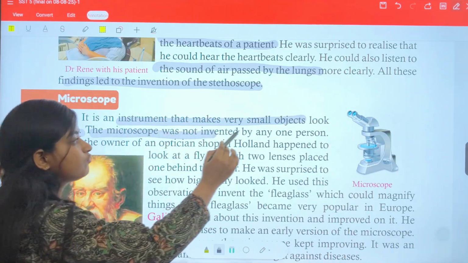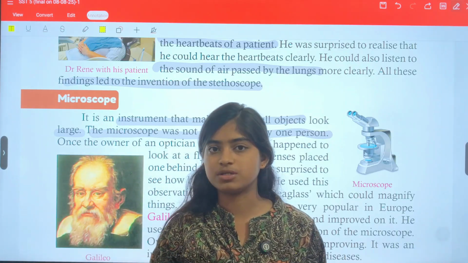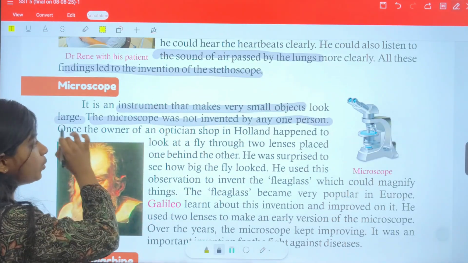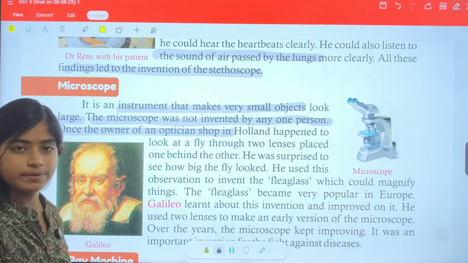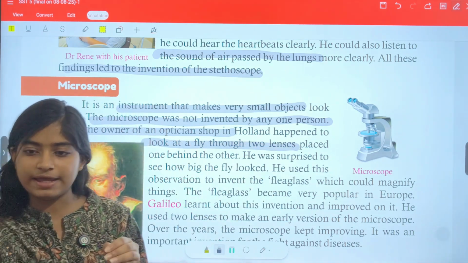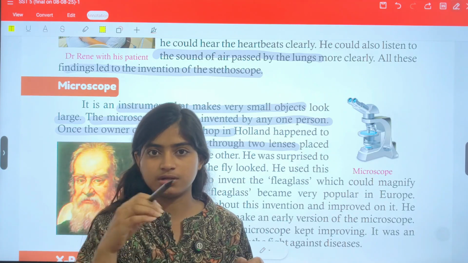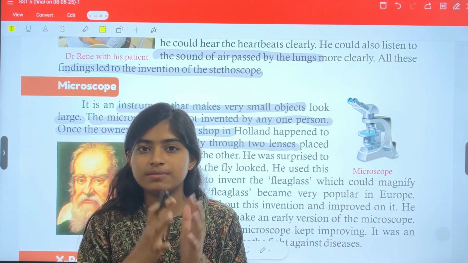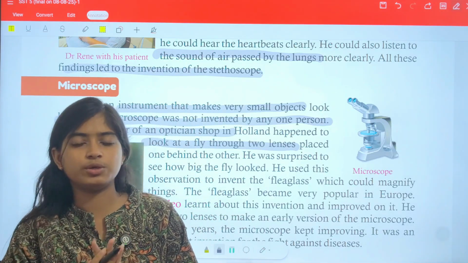Okay, the microscope was not invented by any one person. This was a gradual discovery, passed from one person to another. Once, the owner of an optician shop in Holland happened to look at a fly through two lenses. He found that when a fly was seen through the two lenses, its image became visible automatically. Okay, you can do this in your home as well.